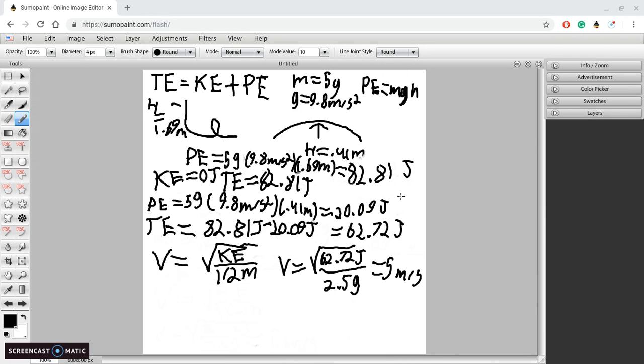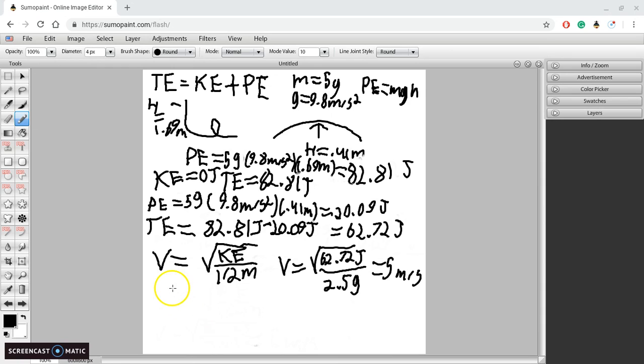Then to find kinetic energy, we do the total energy of 82.81 joules minus the potential energy of 20.09 joules to equal 62.72 joules, which is the kinetic energy at this point.